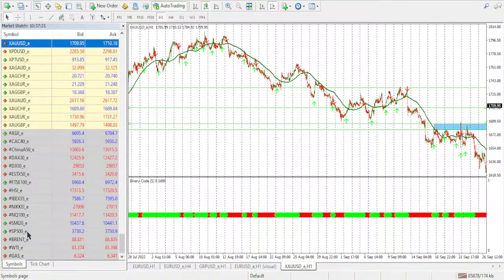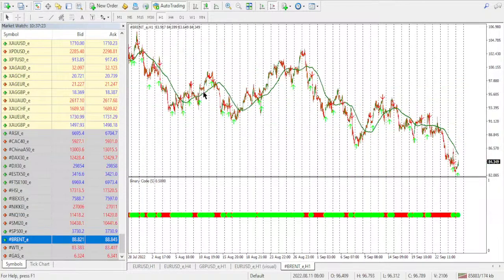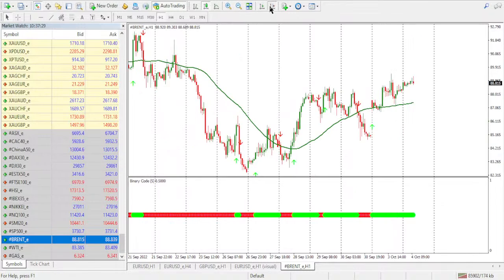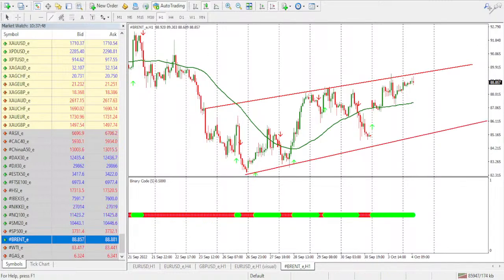So my next instrument is the Brent oil. The Brent oil, it looks like the price is gaining some momentum to the upper side. We do have a very good resistance trend line. So we have that trend line, and then you have another.